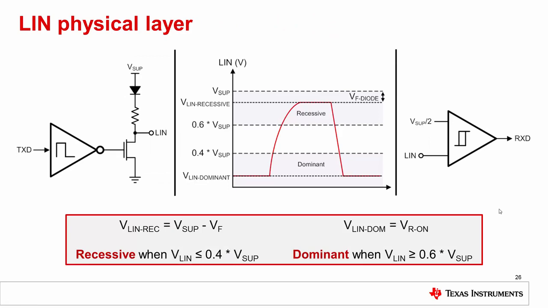The LIN physical layer is considered recessive when the voltage on the LIN wire is less than or equal to 0.4 times the supply voltage. It's considered dominant when the VLIN is greater than or equal to 0.6 times the supply voltage.